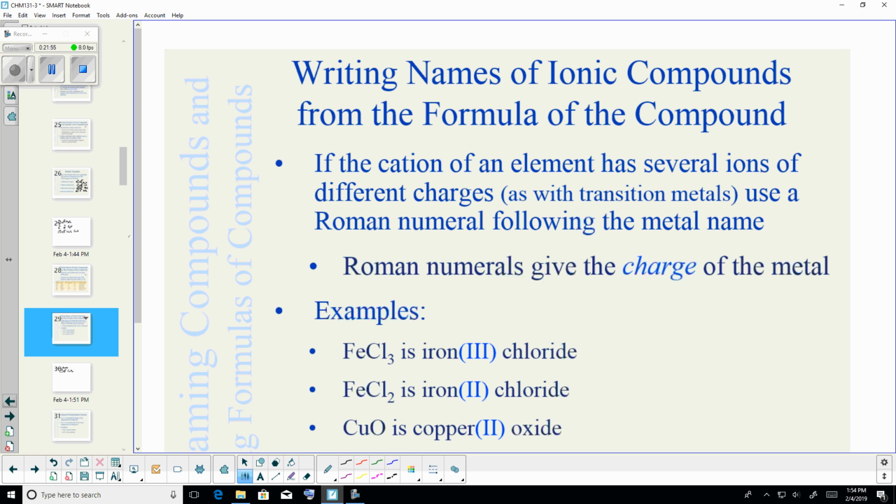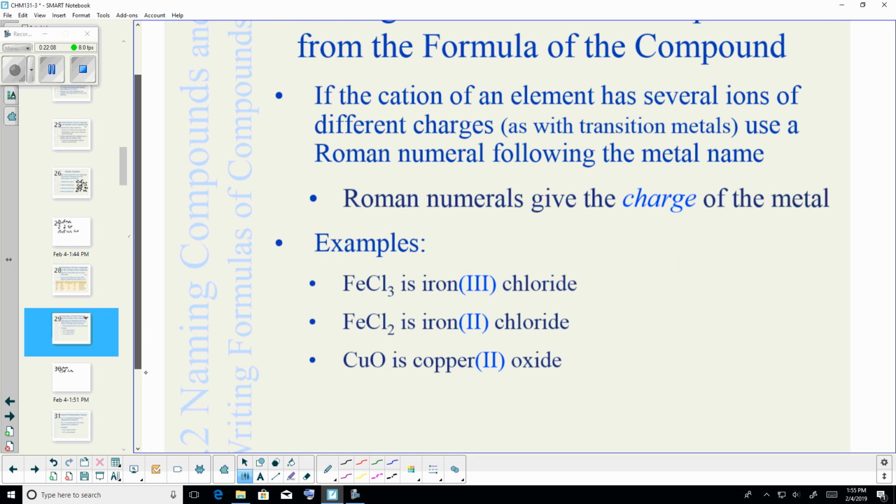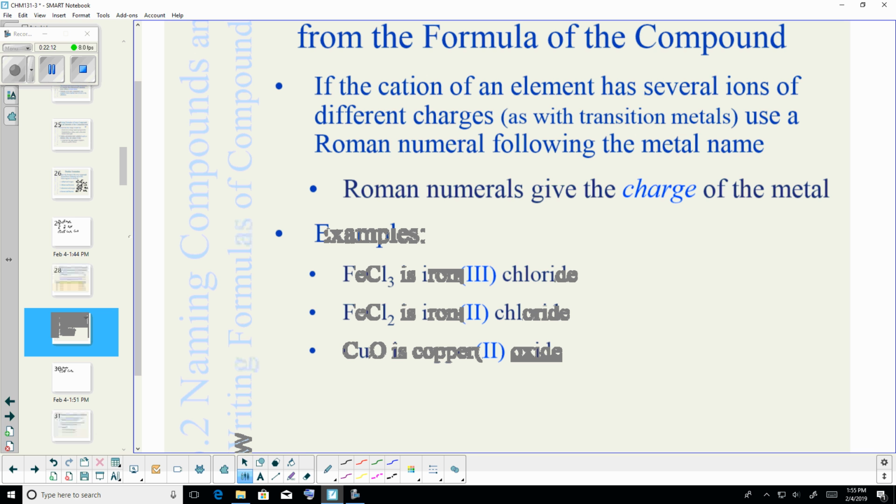CuO is copper 2 oxide, because if oxygen is 2 minus, copper has to be 2 plus. That is the preferred naming system.